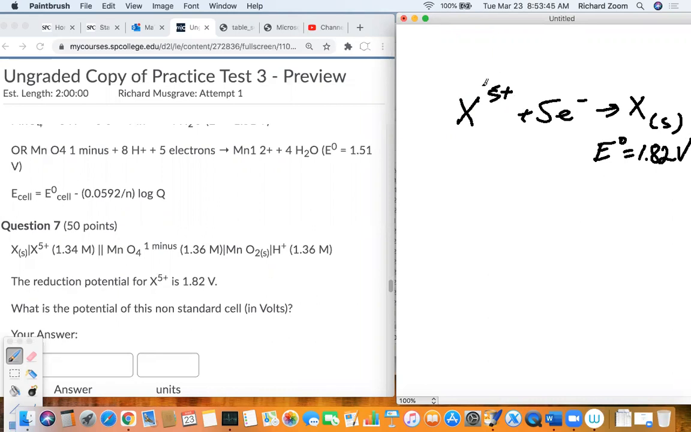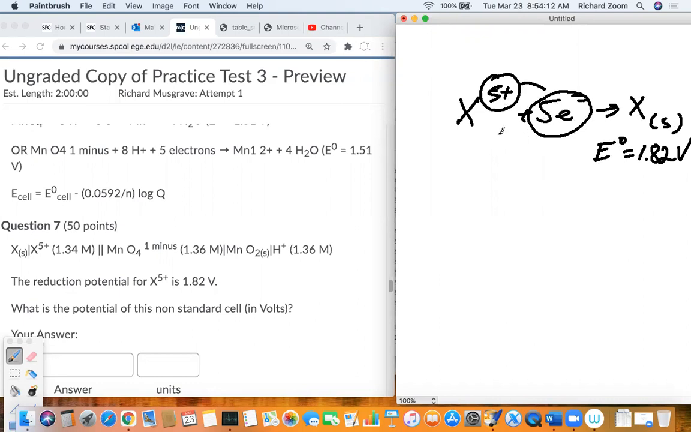So you'll notice that it's 5 plus, and I need to add as many electrons as there are charges. That's where I'm getting the 5 from. And that gives X solid, which is going to be the result of what we get when we reduce the 5 plus into the X solid. So this is actually a reduction that we're dealing with here. Does anybody have any questions?